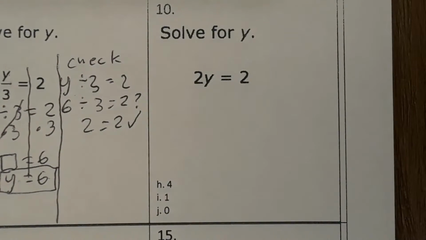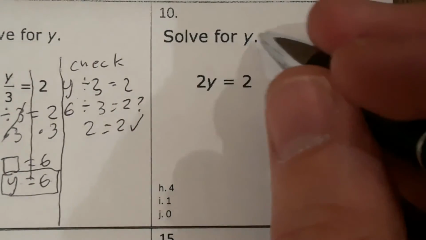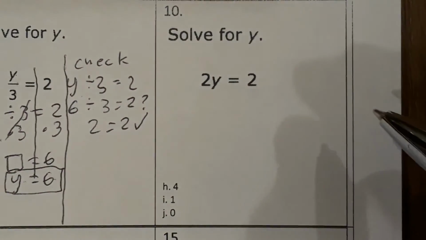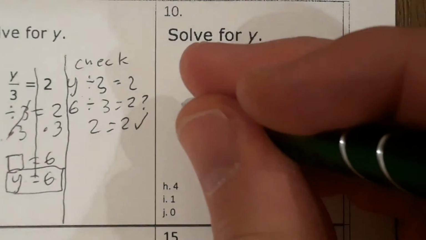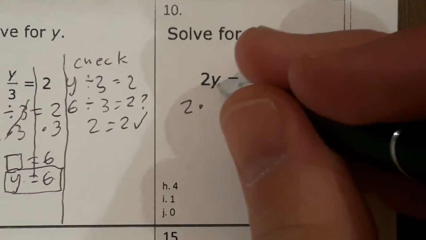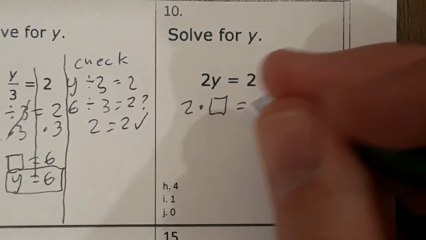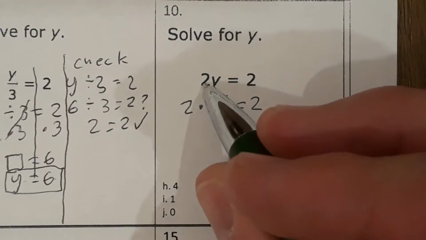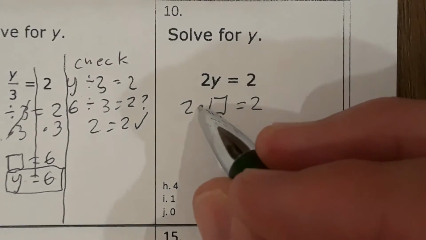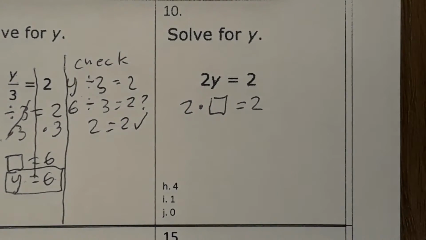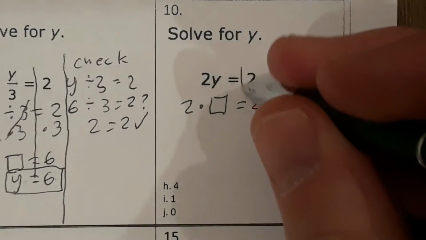Number 10. Solve for y. In this case, I like to call it yo-yos. So solve for the yo-yos. Here we go. 2 multiply something gives you 2. Remember, coefficient, variable, and a number. Coefficient and a variable are automatically multiply. Line comes down.